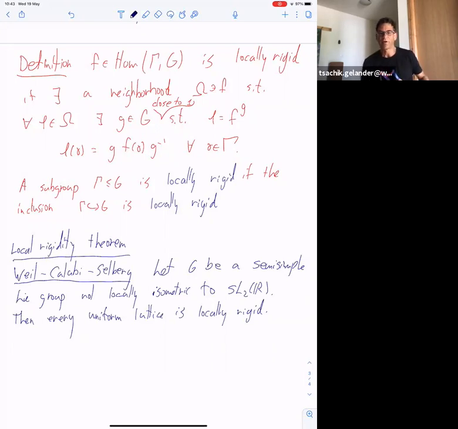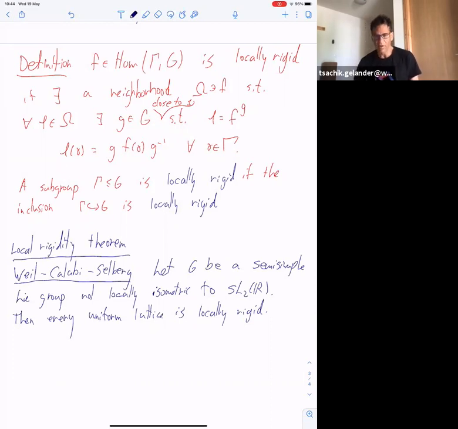If you are familiar with Teichmüller theory, we know that no lattice in SL2R is locally rigid. Every lattice admits a positive dimension variety of deformations, which is called the moduli space or the Teichmüller space associated to the surface. So no lattice in SL2R. This is a distinction between SL2R and other semi-simple groups.